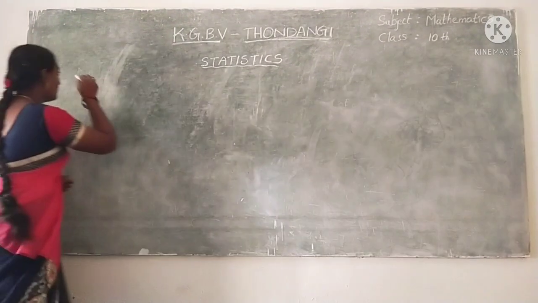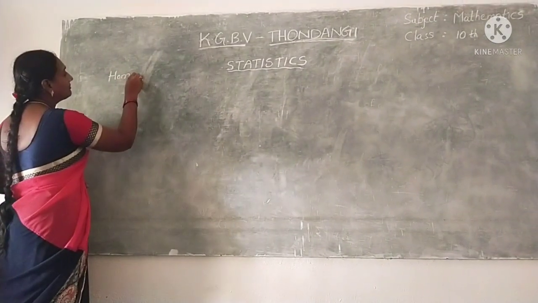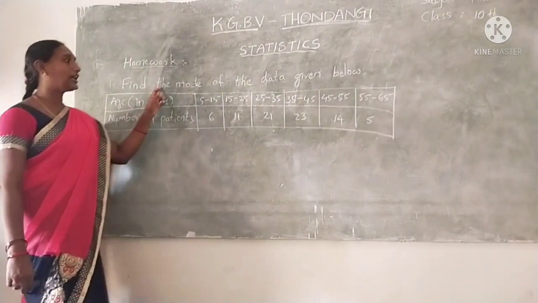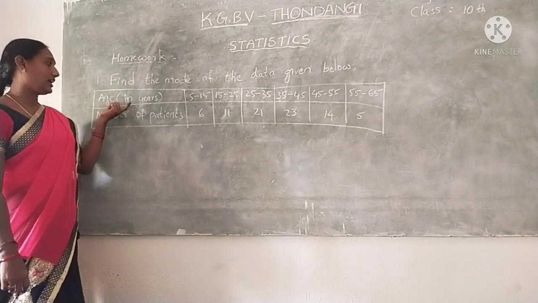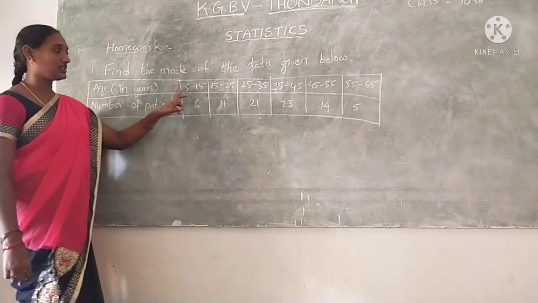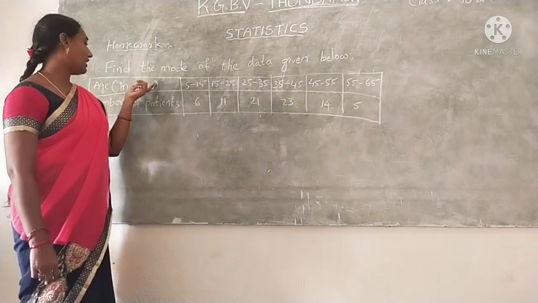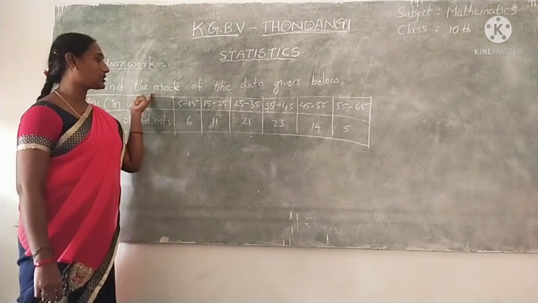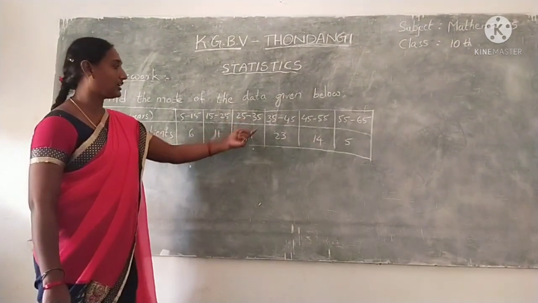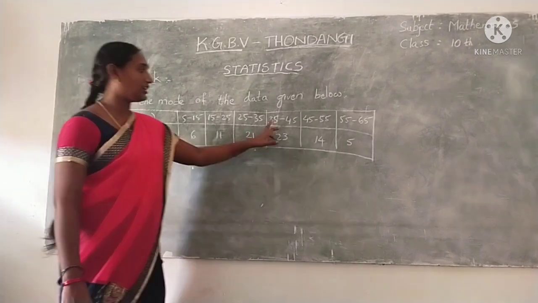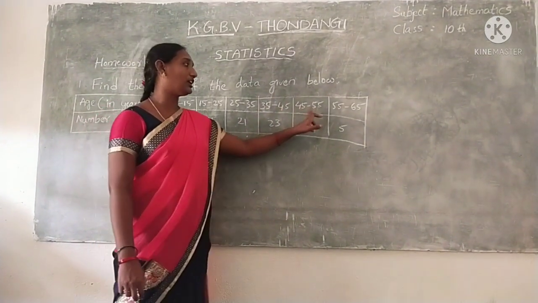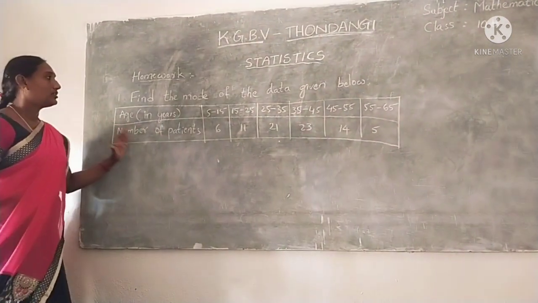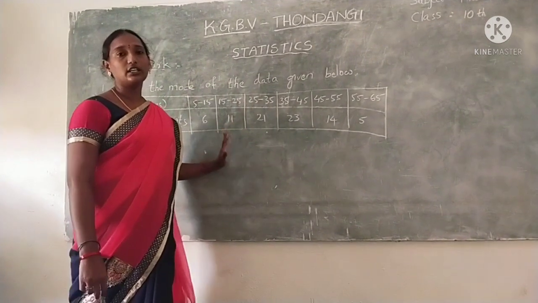Now I will give you homework. Find the mode of the data given below. Age in years, number of patients. 5 to 15 age group, patients are 6. 15 to 25 age group, patients 11. 25 to 35, number of patients 21. 35 to 45, 23. 45 to 55, 14. 55 to 65, 5. So you find the mode of this given data.